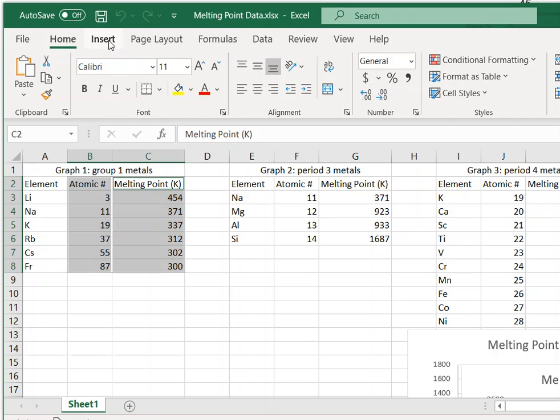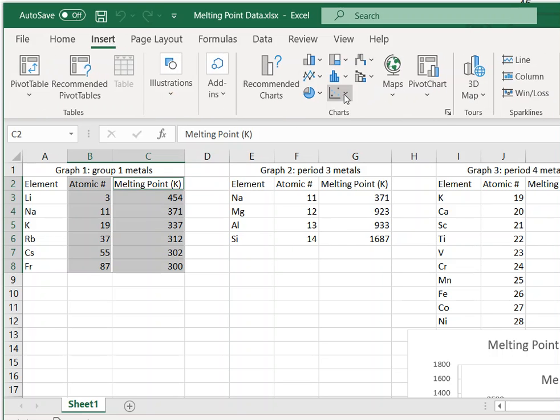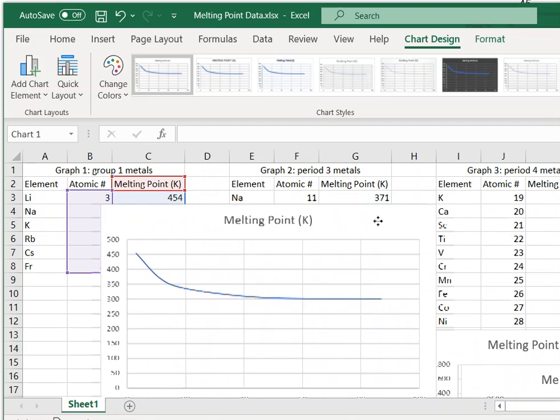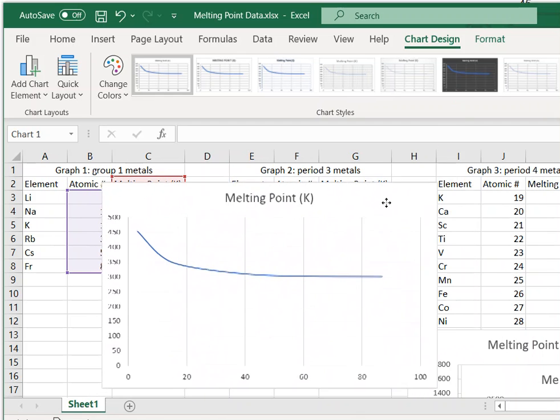So I'm going to press Control and then click on melting point and click and drag to select those. So now I'm going to go to Insert and I'm going to choose a scatter plot. I'm just going to choose the one that has smooth lines. And then this is the graph that we end up with here.